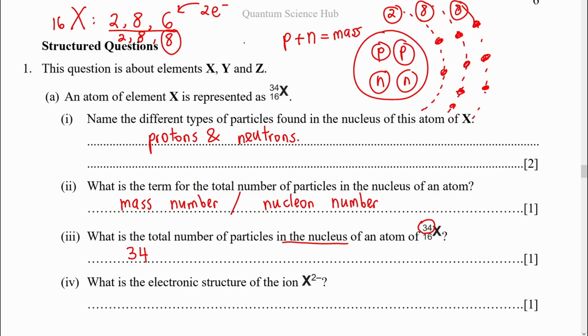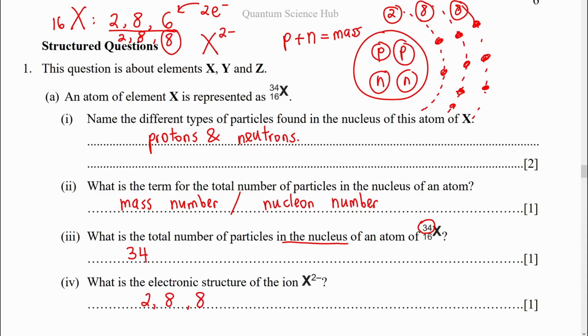Because ions are the stable ones, while atoms are not stable, right? So electron is something negative, so you gain something negative to yourself, so you become more negative. So that's why the symbol for the ion of X is 2-, right? So the electronic structure of X2- is 2, 8, 8, okay?